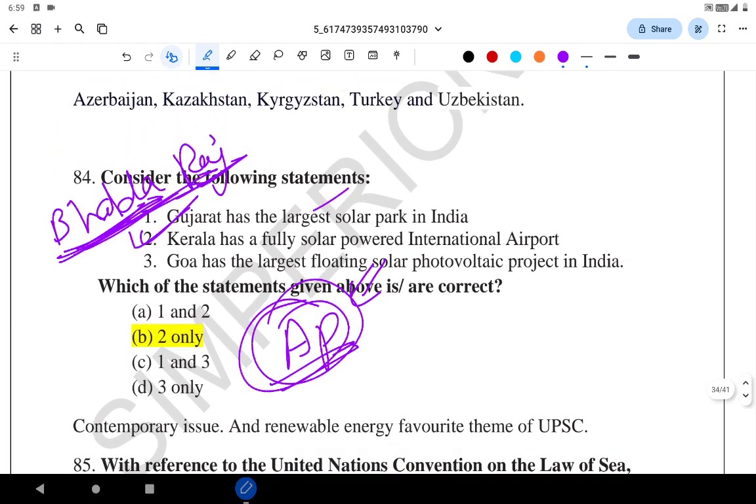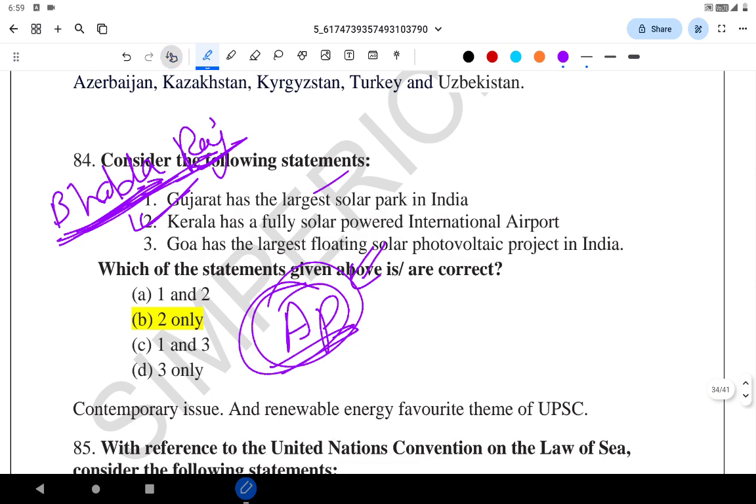Renewable energy is a favorite theme of UPSC. See, you go through the mains. Many times UPSC has asked questions on solar energy, like the potential of solar energy in India, potential of renewable energy in India, potential of wind energy in India. You go through the PYQ of mains, you will find these questions on solar and wind energy.